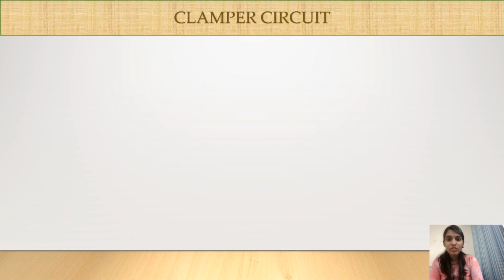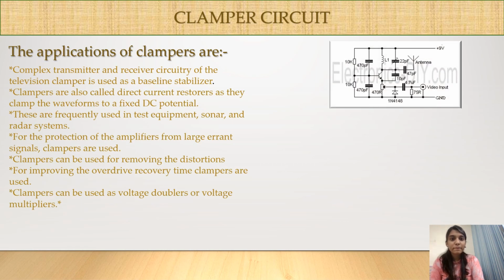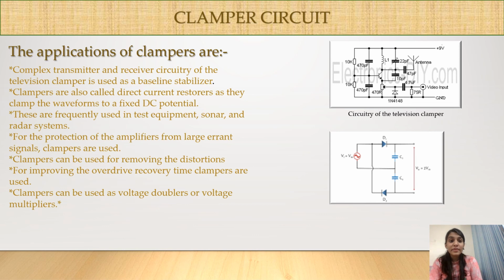Now, the last part of the clamper circuit is its applications. Clampers are used as baseline stabilizers in complex transmitters and in receivers of television. Clampers are also called direct current restorers. These are frequently used in test equipment like sonar and radar systems. Clampers are also used for the protection of amplifiers from large errant signals. Clampers can be used as voltage doublers or voltage multipliers.